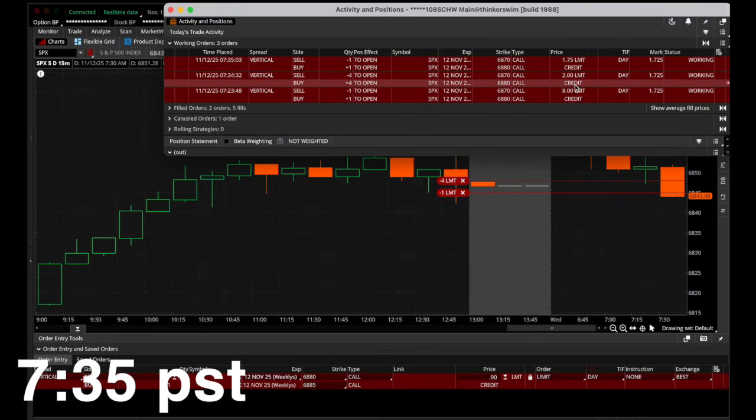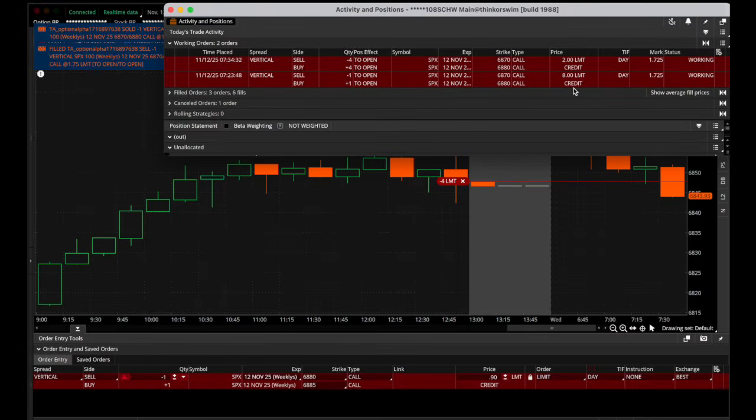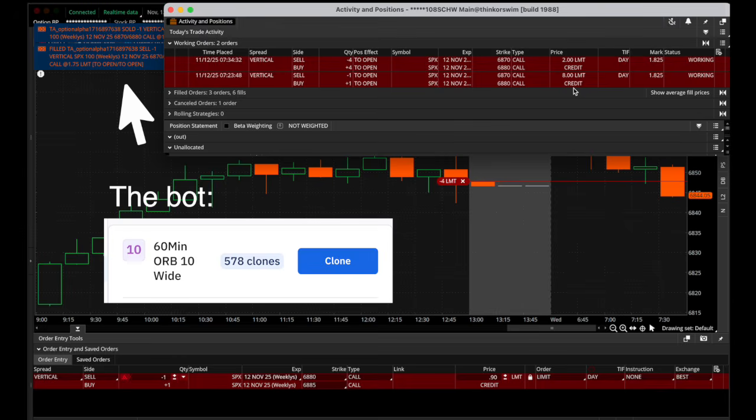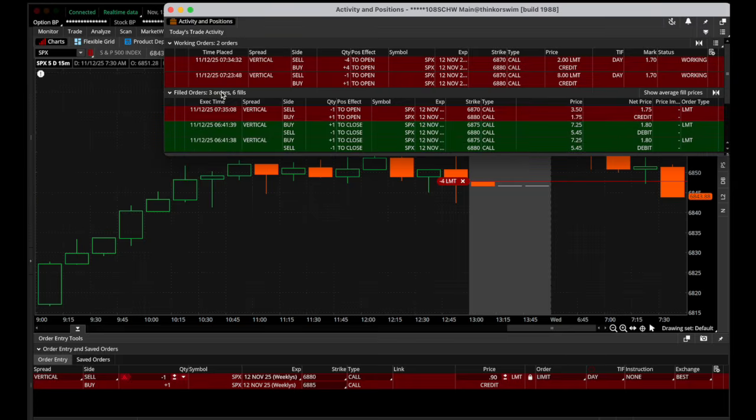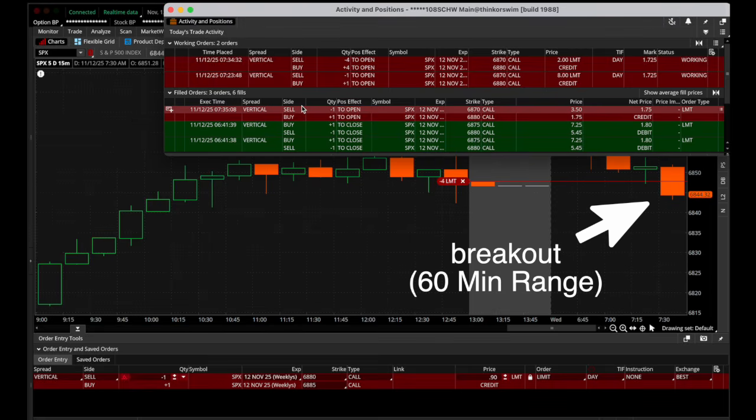All right, this is my working orders screen. The blue notification you just saw was the bot taking its position. So it filled one call credit spread at $1.75 because we just broke the low of the opening range.